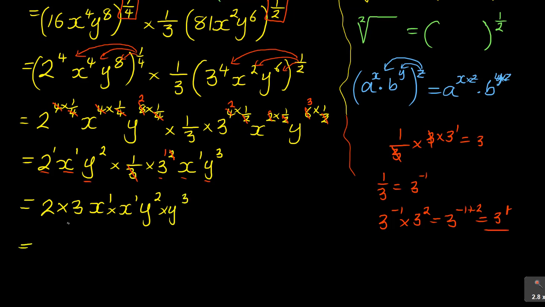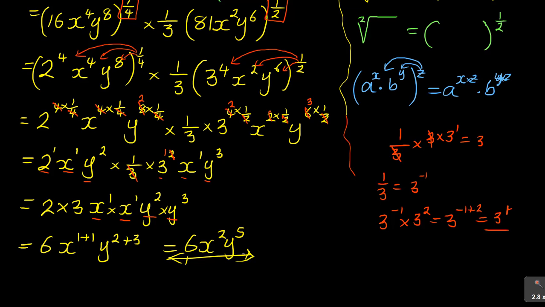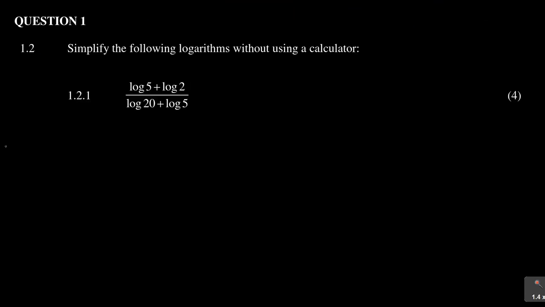And then 2 times 3 is 6. I'm using my first law of exponents. The bases are the same, so I'm going to add those. And then again for y, the bases are the same, so I'm going to add those. So it is 1 plus 1, y to the power of 2 plus 3. So when I simplify this finally, it is 6x squared y to the power of 5. So basically this is how this whole question was simplified, and I think it wasn't as complicated, but it wanted you to be extra careful with your addition and subtraction.